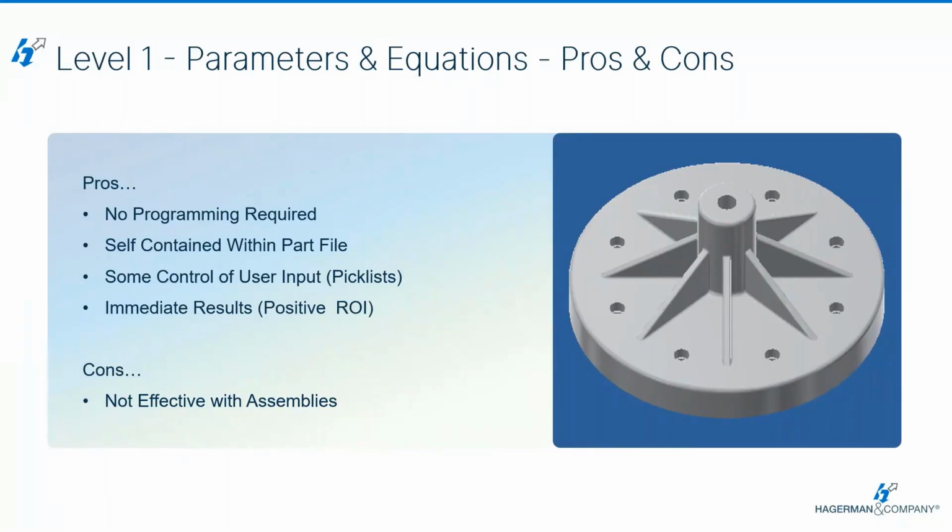Positive return on investment. You have very little investment to actually get immediate results out of your parts. It's hard to argue that one. What are some cons about level 1? Well, it's not really effective with assemblies. As I showed you with the bookshelf, you have to change one part at a time. So yes, there is a con about level 1. It's not really effective with assemblies.